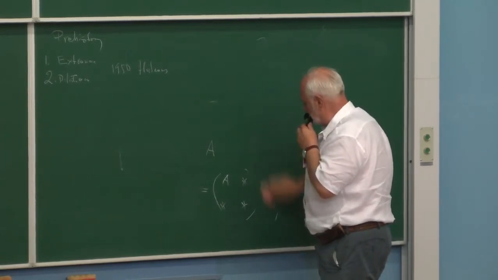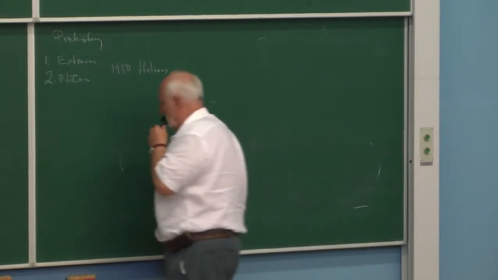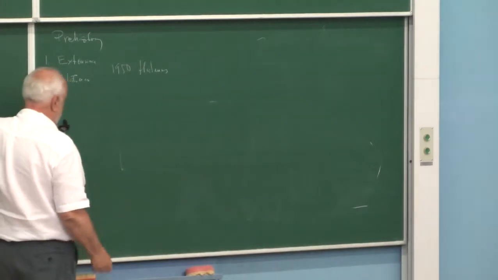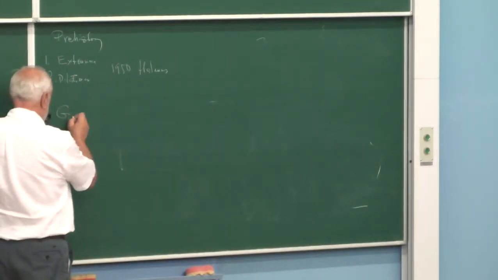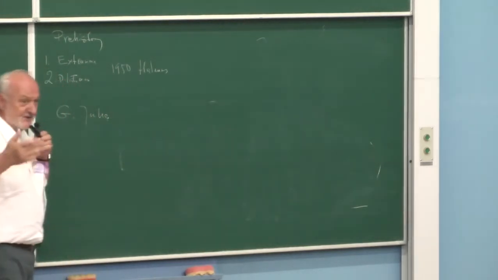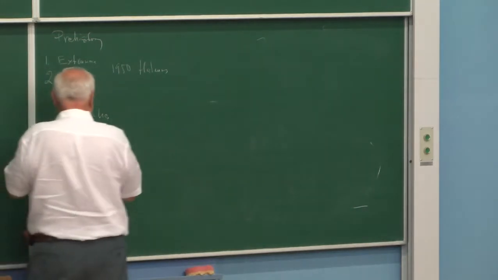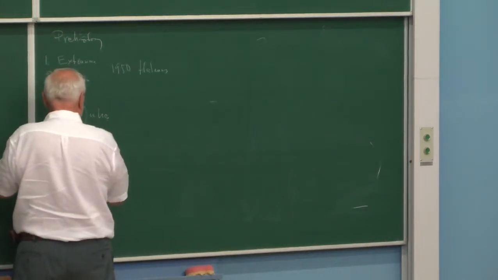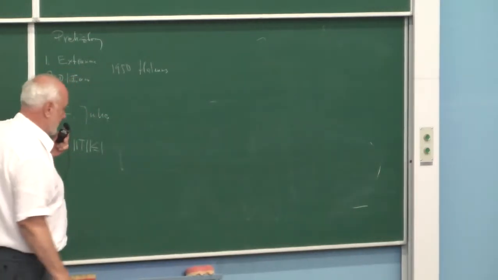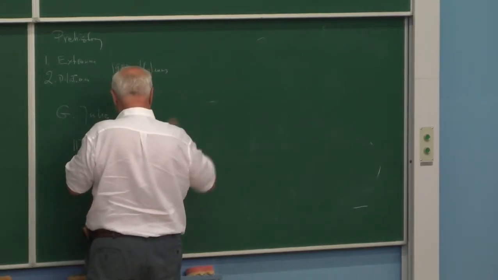Actually, the first dilation result. Well, let me start with dilations first. The first dilation result was a result by Gaston Julia, a man who was mentioned in Gazier's talk. And it says something like that if we have an operator T of norm less or equal than 1, then we may build another operator, and this happens in space H.